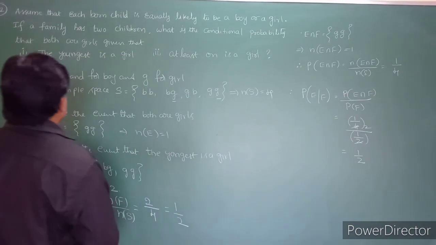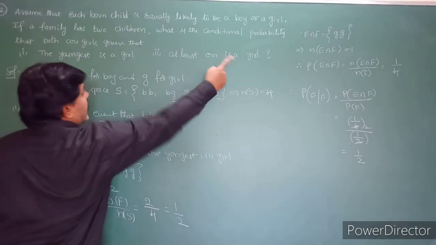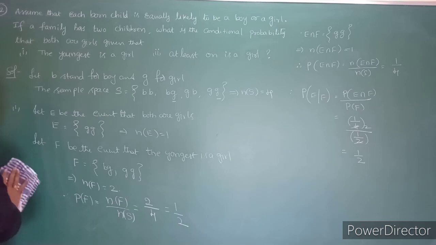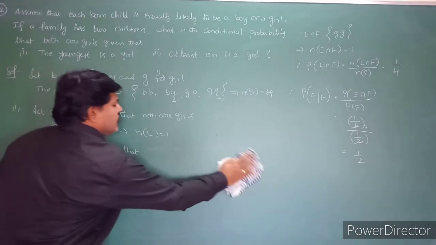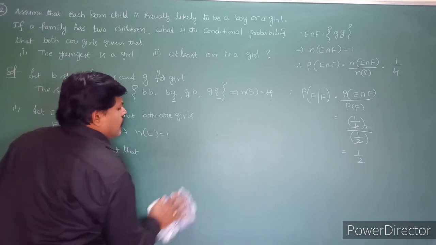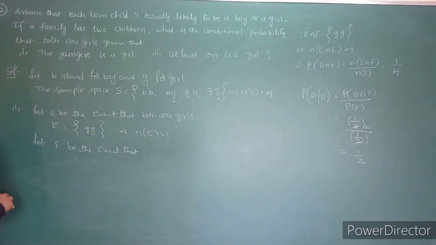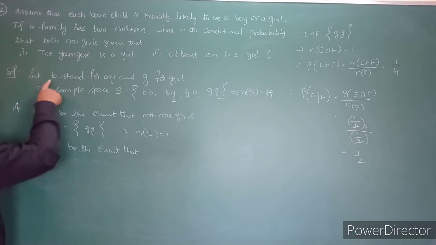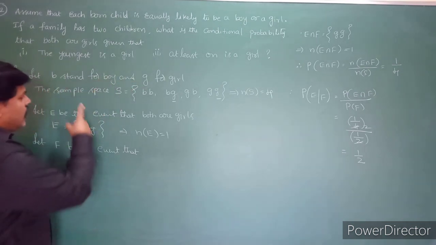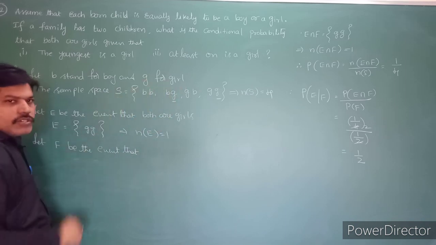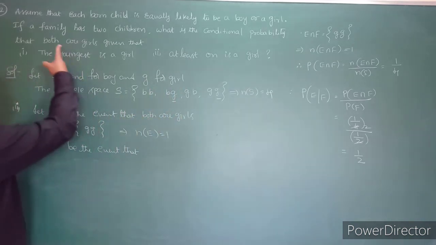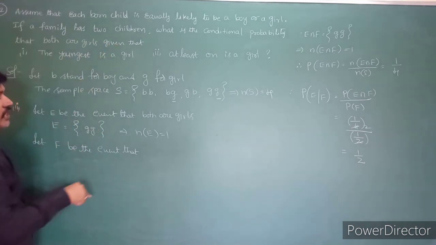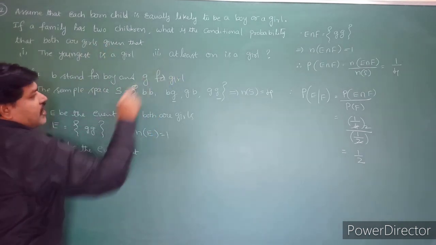In this one, the second question is: at least one is a girl. So see here, the second question is the same. Let B stand for a boy and G stand for a girl, and the sample space S is equal to {BB, BG, GB, GG}, and N of S is equal to 4. Let E be the event that both are girls. What is the change here? F will change. What is F?